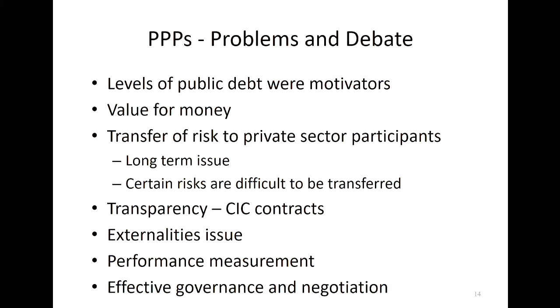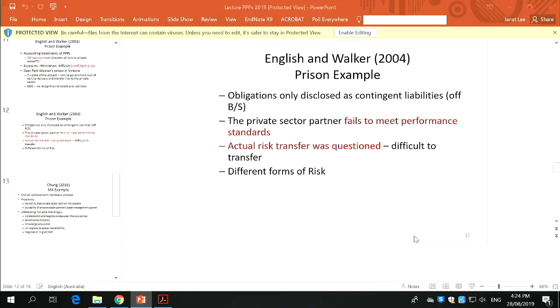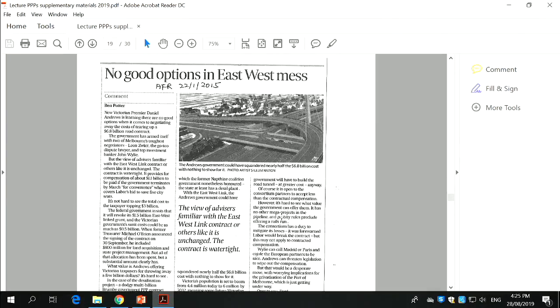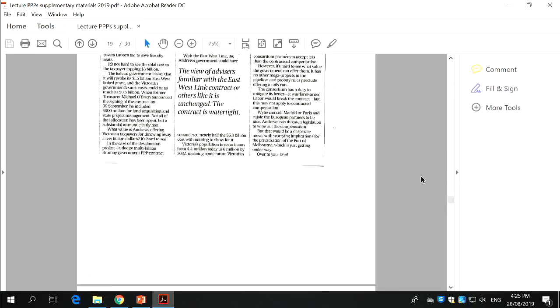Now, up to here, let me show you some examples of the problems involved. There are some interesting newspaper articles. This is back in 2015 in Victoria. So the Victoria government at that time wanted to terminate a PPP contract, but this would involve a huge compensation cost. So there is something to consider when the government uses PPP: if the government wants to terminate, the compensation costs involved can be quite a huge amount.